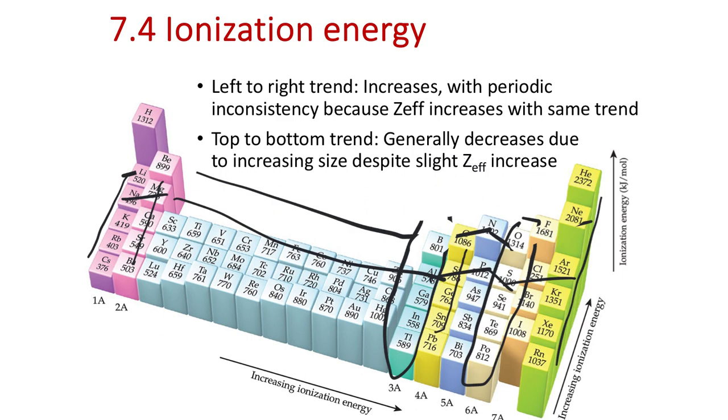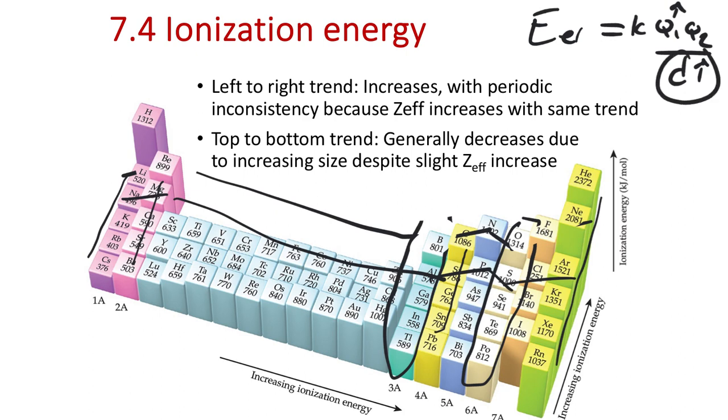Well, we have two counter-opposing trends again. The counter-opposing trend would be that from top to bottom, the size is increasing, so the valence shell is moving further away from the nucleus, which would make you think it's easier to remove the electron, but the effective charge goes up by a little bit, which would make you think it's harder to remove. So we have a counter-opposing trend when we think of the energy of electrostatic attraction. So what happens when the charge goes up a little bit, but the distance goes up? Which one wins out? Usually it's the size that wins out.